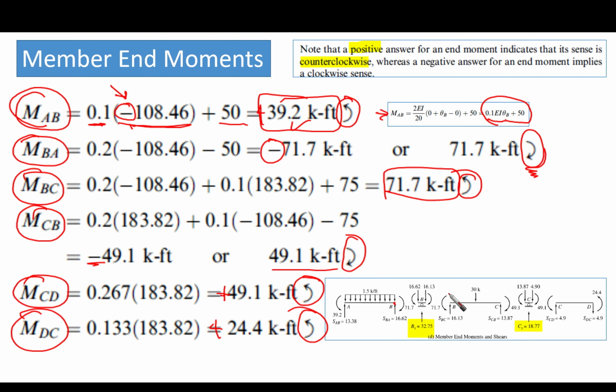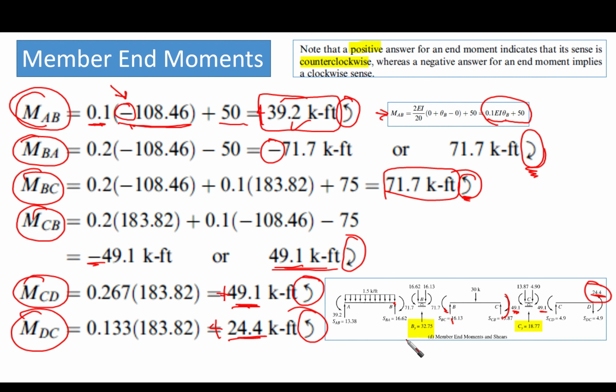Similarly for this moment here, MBC, 71.7, it is counterclockwise, as you can see, and here it is clockwise, which is MCB, 49.1. Here the moment is counterclockwise, 49.1, and here it is counterclockwise, sorry, 24.4, which is counterclockwise. Okay, so now this is everything on the beam.